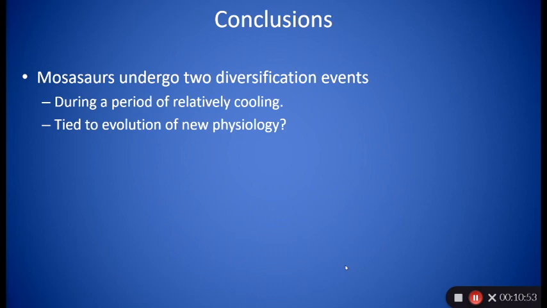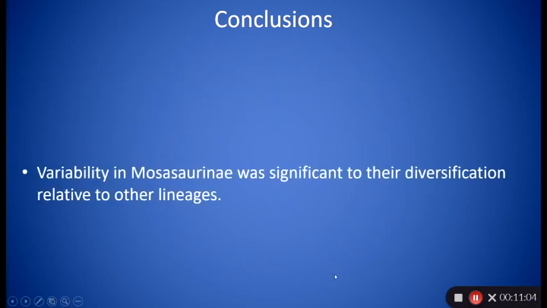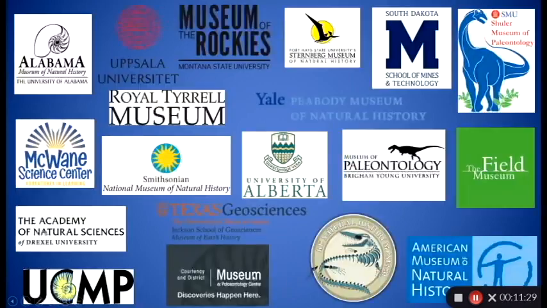Now, sure, this is during a period of relative cooling. Could it be tied to their new physiology? That's something that I'd like to explore in the future. But I think something that's actually more important is that this increase in disparity in mosasaurines is potentially tied to that high level of variability early on in their evolutionary history. Selection acting on that variation to produce future disparity. What's driving that? That's really the next series of questions that I'd like to address with this group.